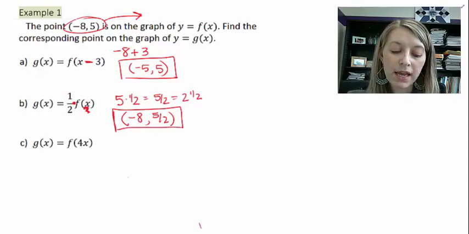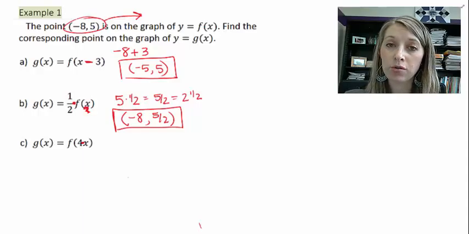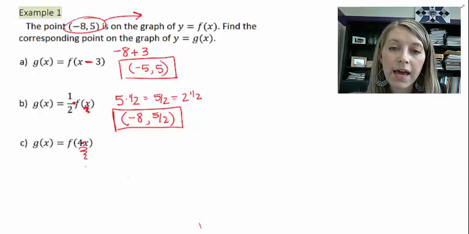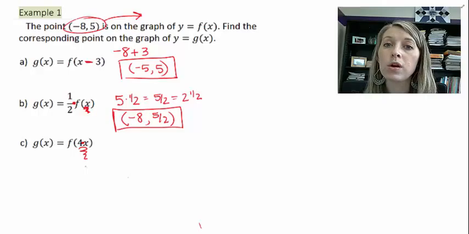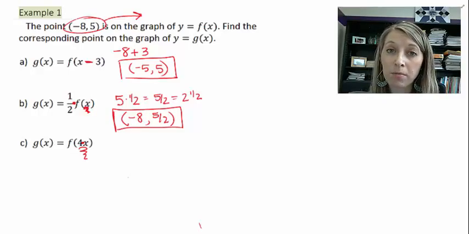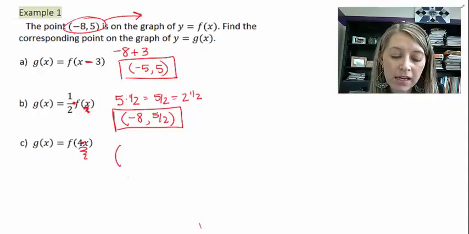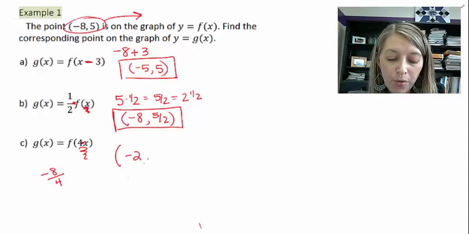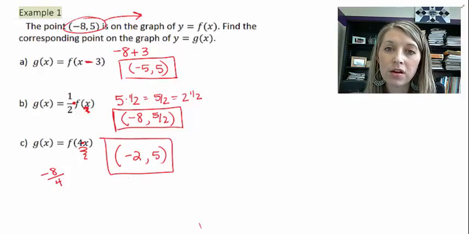Part C is a multiplication, so it's a stretching or shrinking. It's on the inside, so I do it horizontally, or with my x values. So that means you would originally think I'd multiply it by 4, but actually I divide it by 4. So I take my x value of -8 and I divide it by 4. So my new point is at (-2, 5). And so there is how we treat each of these points.